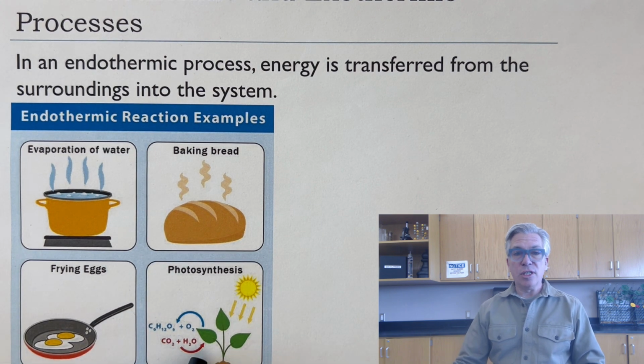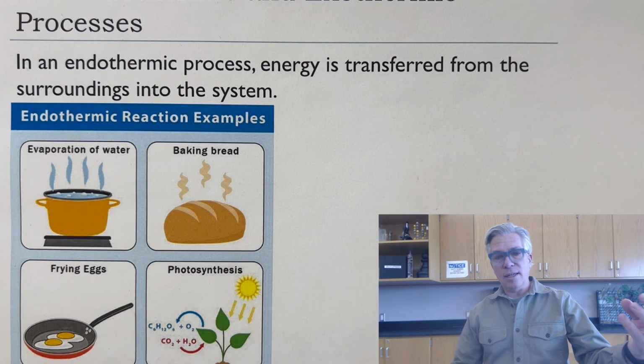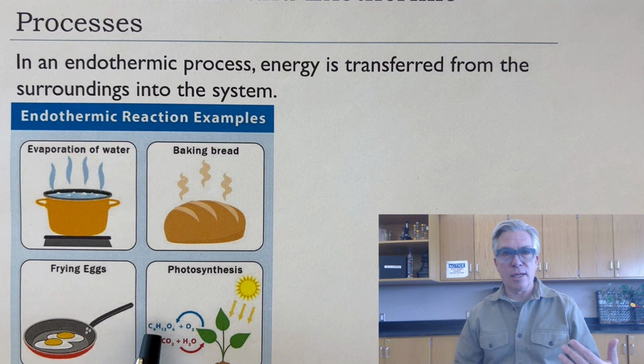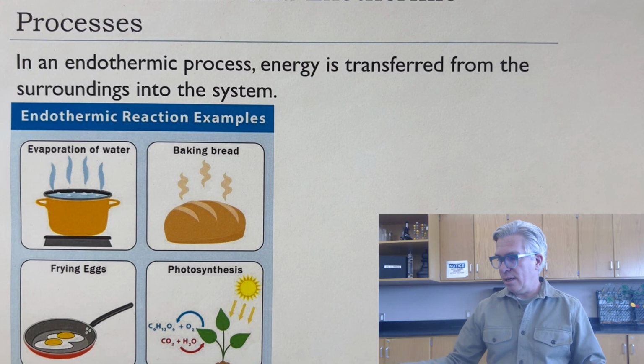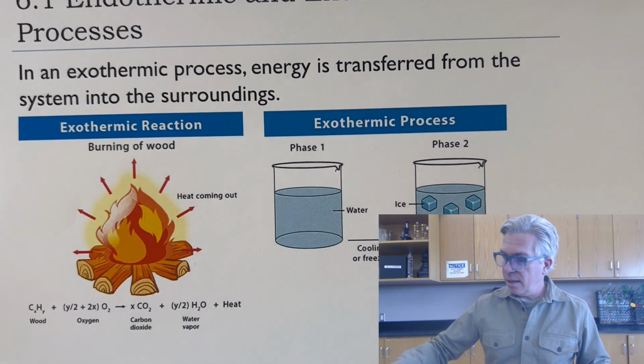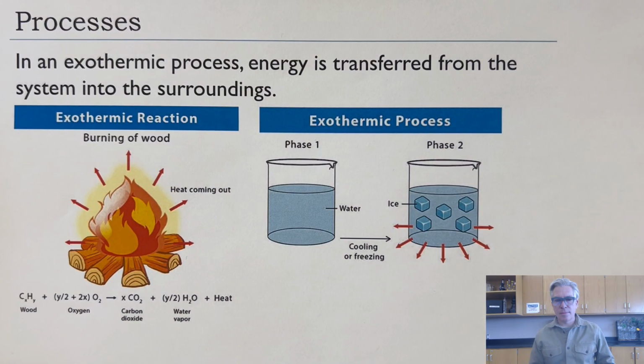Plants absorb energy from the sun. So if we think of our plant as the system, it has to absorb energy from the sun in order to take the carbon dioxide and water and turn it into sugars and oxygen. So again, energy has to go in. On the other hand, in an exothermic process, energy is transferred from the system out into the surroundings.